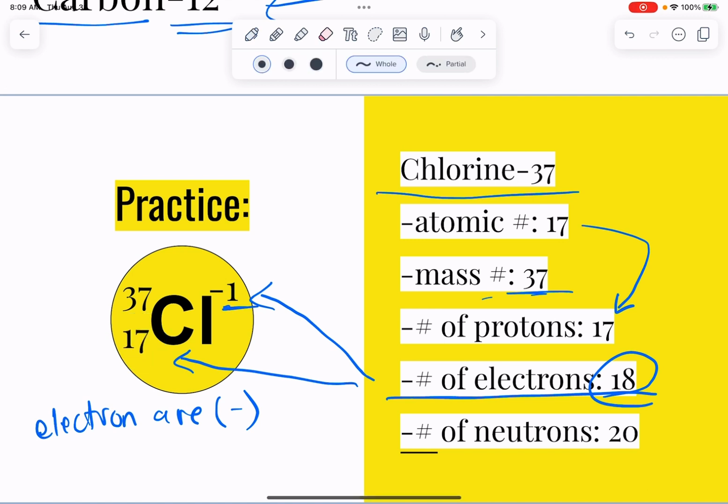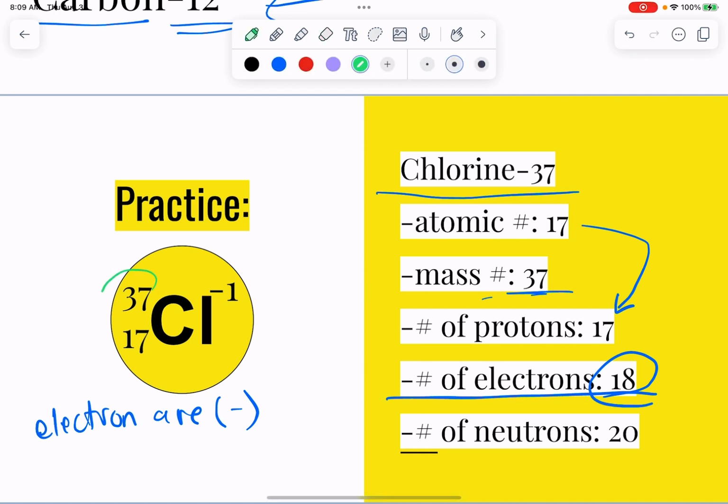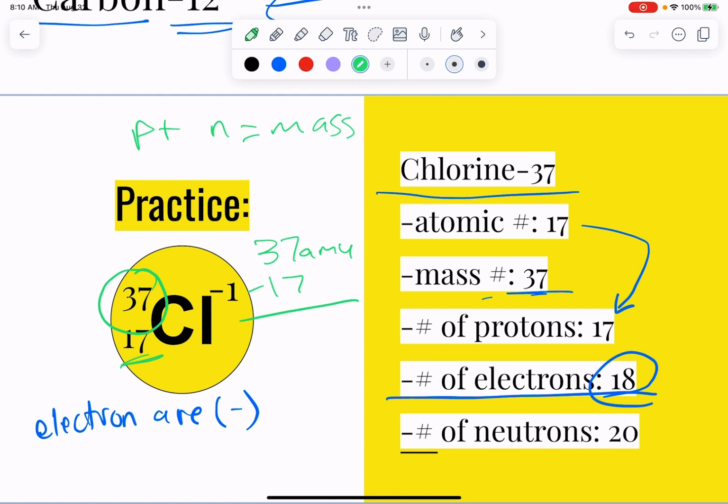And then lastly, when I'm looking at the number of neutrons, I say, okay, well, I know the mass is 37 atomic mass units. I can subtract the number of protons, because protons plus neutrons equals mass. So if the mass is 37, I can subtract the number of protons, and that leaves me 20 mass units left to be added, which means that there were 20 neutrons in this atom.